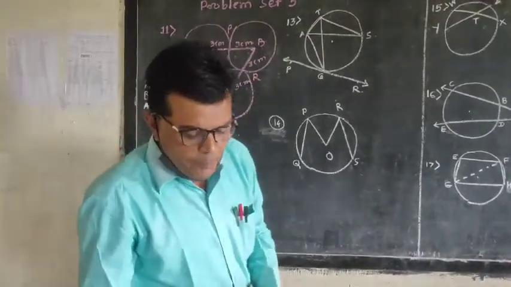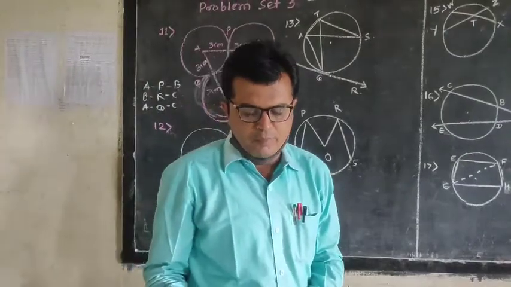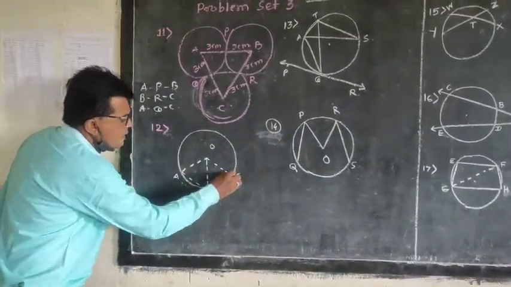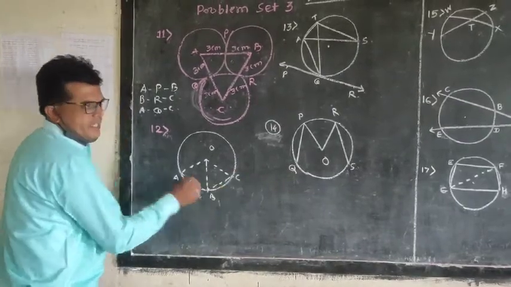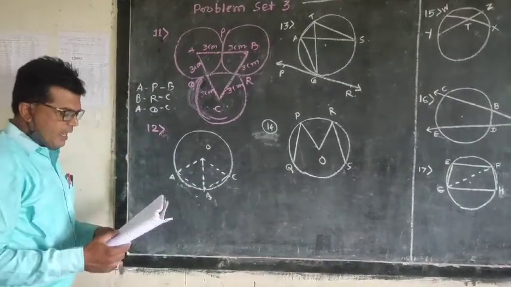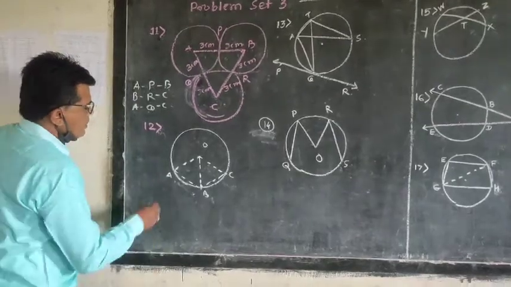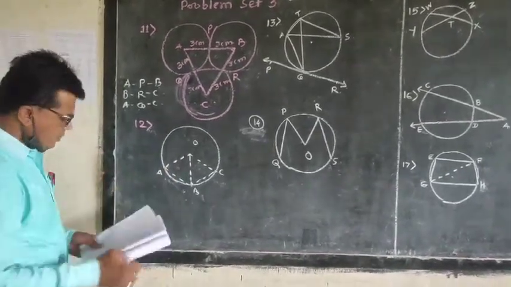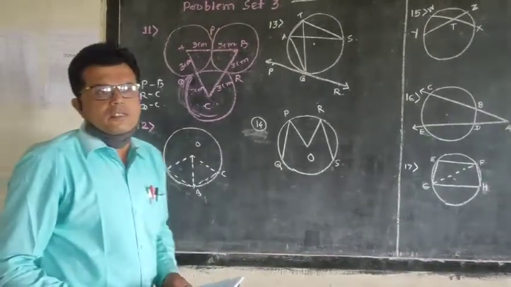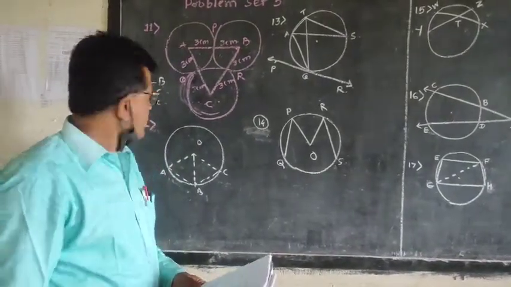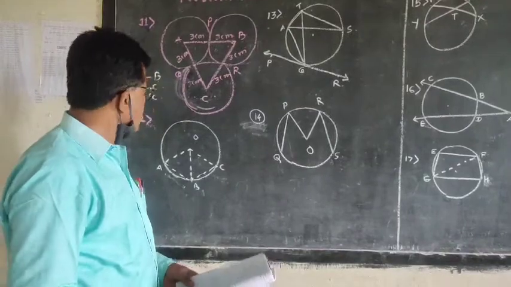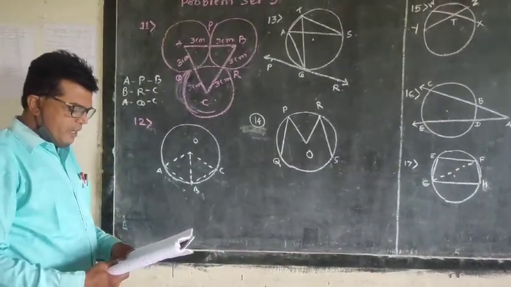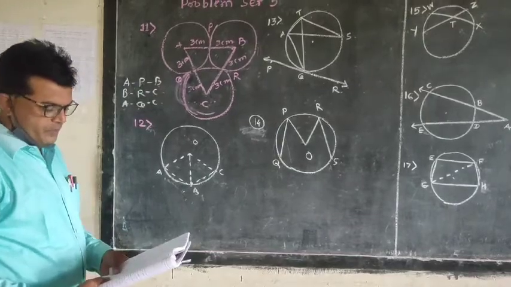Here is example number 12. Prove that any 3 points on a circle cannot be collinear. In this matter, suppose A, B, C are collinear. We have to prove that they cannot be collinear. Then we make an assumption. Given: circle with center O, and points A, B, C are on the circle. To prove: A, B, C cannot be collinear.